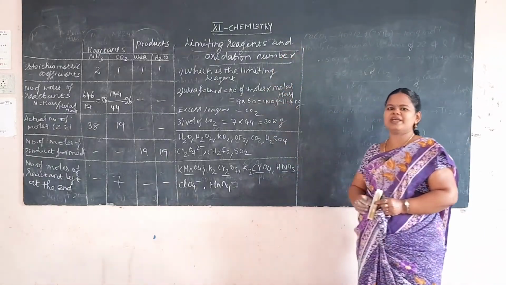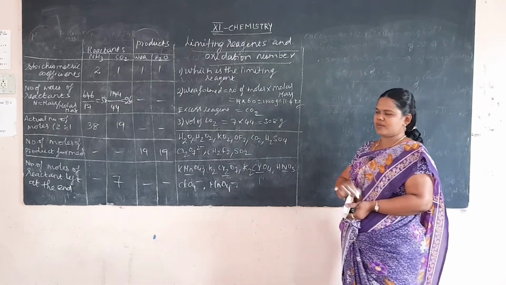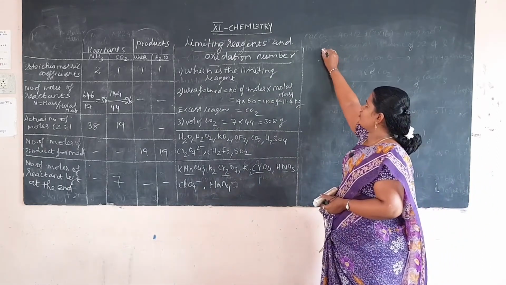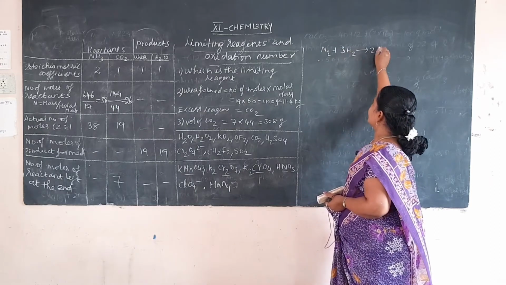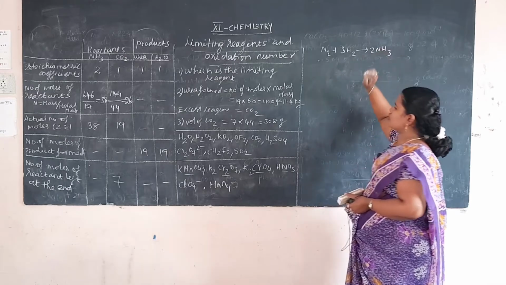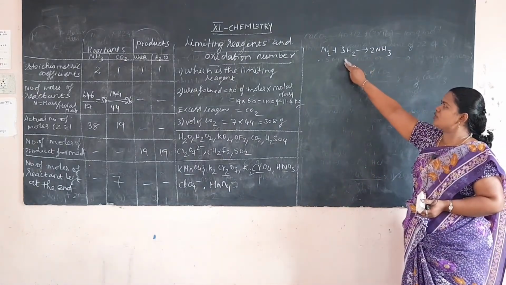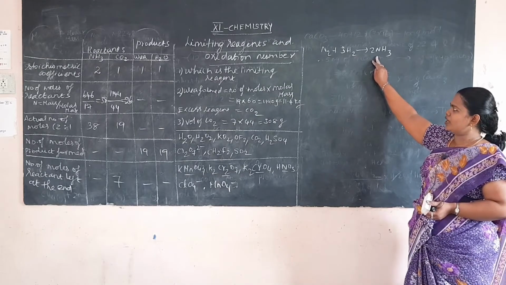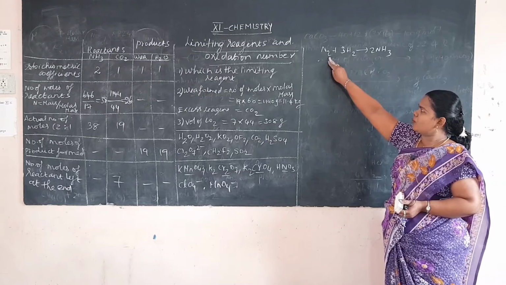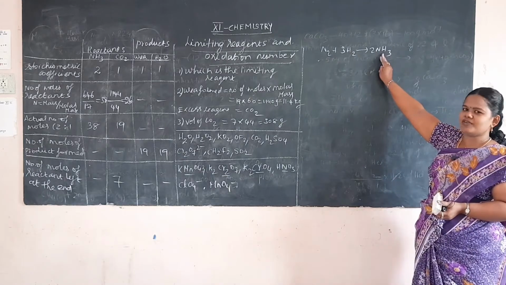What is this limiting reagent? For example, consider a reaction: the formation of ammonia, N2 plus 3H2 gives 2NH3. What do we need? We need 3 moles of hydrogen to produce 2 moles of ammonia. Now here, 1 mole of nitrogen reacts with 3 moles of hydrogen to produce 2 moles of ammonia.